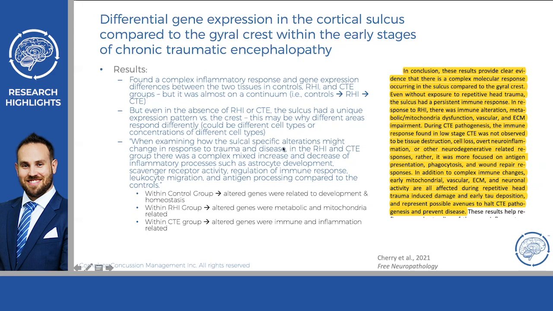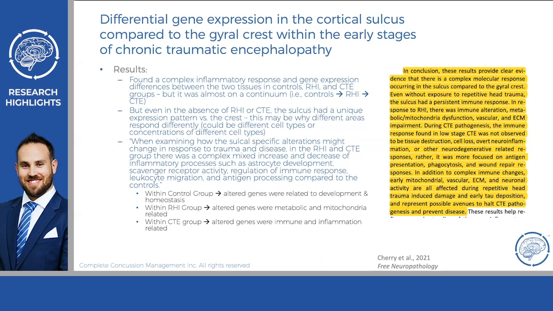When examining how the sulcal-specific alterations might change in response to trauma and disease in the repetitive head injury group and the CTE group, there was a complex mixed increase and decrease of inflammatory processes such as astrocyte development, scavenger receptor activity, regulation of immune responses, leukocyte migration, and antigen processing compared to the controls. So here's the control group. They had altered genes related to development and homeostasis. In the repetitive head injury group, the altered genes were related to metabolic and mitochondrial differences. And then in the CTE group, they were related to immune function and inflammation.